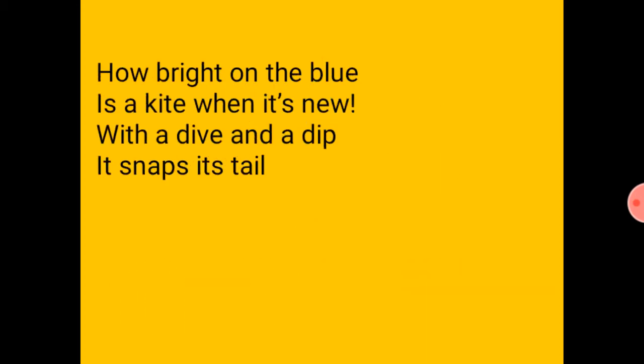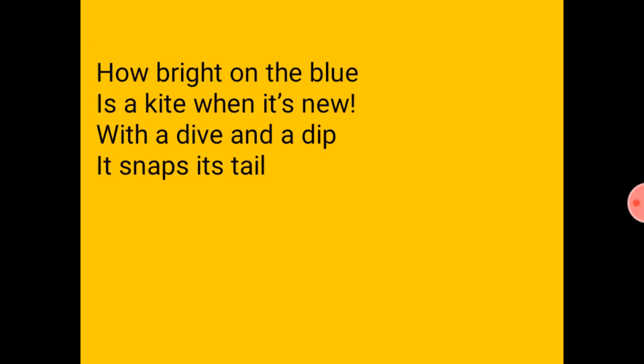How bright on the blue is a kite when it's new. With a dive and a dip, it snaps its tail. Blue here means the sky, the clear sky. Dive and dip shows different movements of the kite. Sometimes it goes up in the sky, sometimes it comes down. Snap means producing a crackling sound.